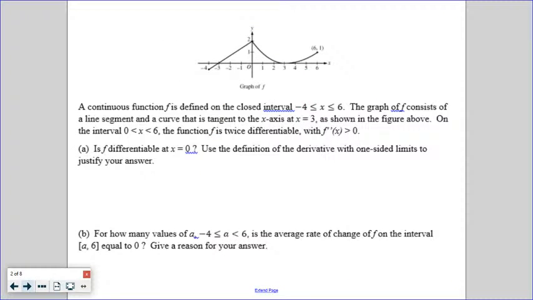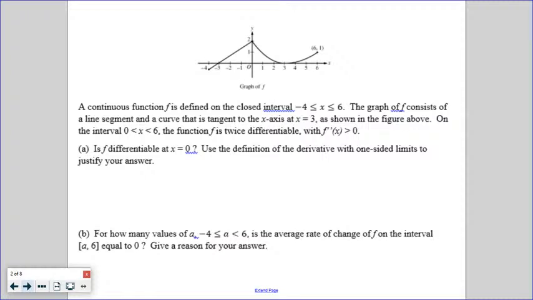All right, so on this first one, it says a continuous function f is defined on the closed interval from -4 to 6. The graph of f consists of a line segment and a curve that is tangent to the x-axis at x equals 3 and is shown in the figure above. On the interval from 0 to 6, notice they changed that one, the function is twice differentiable. Not the whole time, but from 0 to 6 it is twice differentiable, and the second derivative of f is greater than 0, or positive, on that 0 to 6 interval.